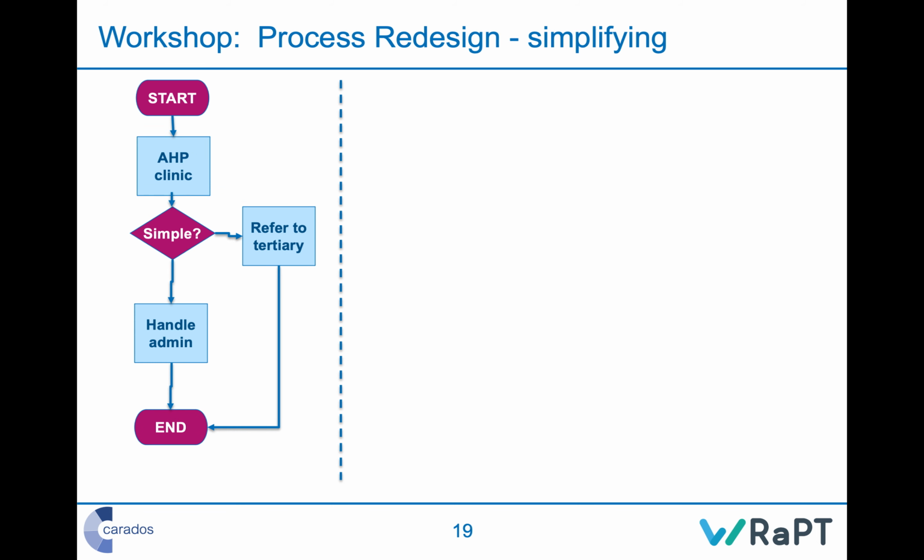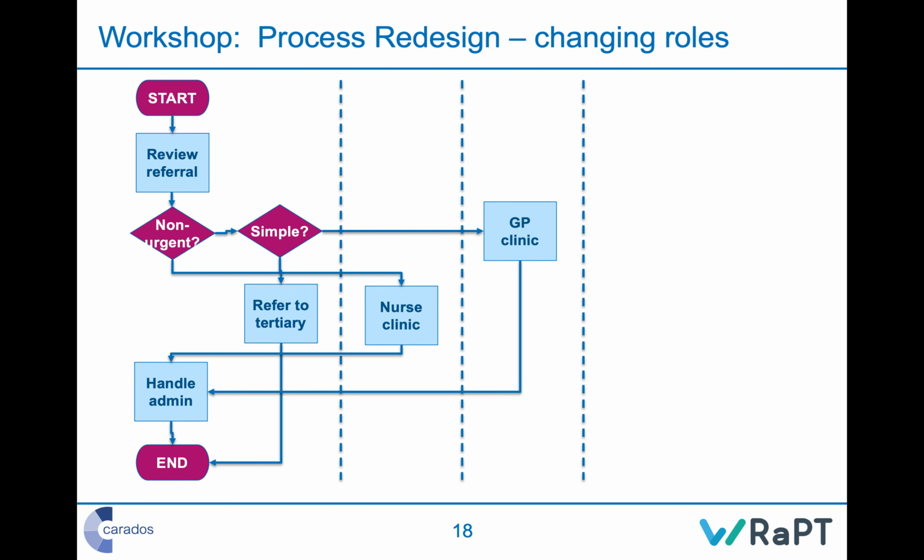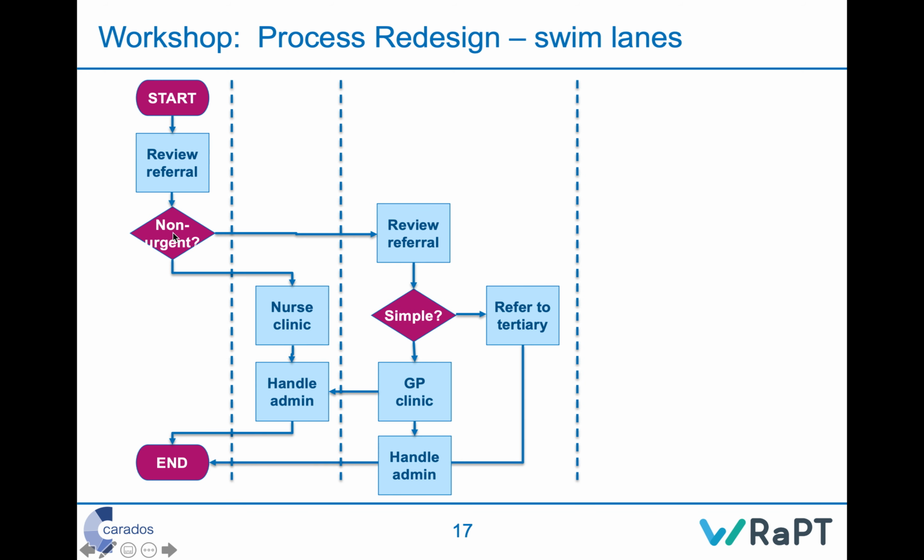What we can do is simplify it and give it all to one person. All right. So we can say, can it all be done by one person? Now that is great because that makes things a lot easier if we can. So we could say, could it all be done by one AHP? Or it could be done by even the most expensive member of staff, because by doing it, we cut all these other tasks out. So the reason we review the referral, going back to here, is so that we can work out if it's non-urgent or if it's urgent. And if it's non-urgent, it goes to a nurse clinic or whatever.